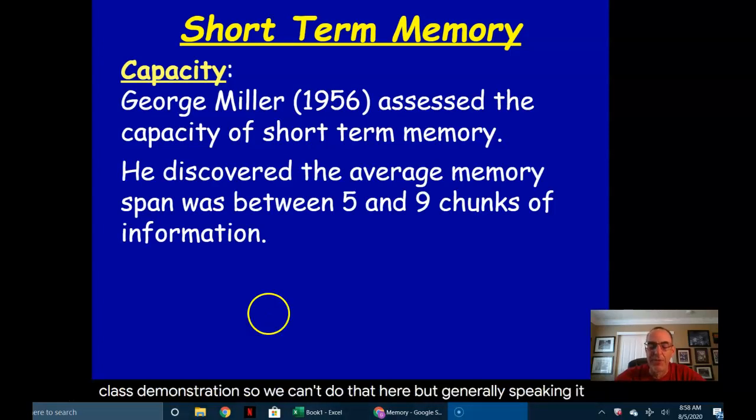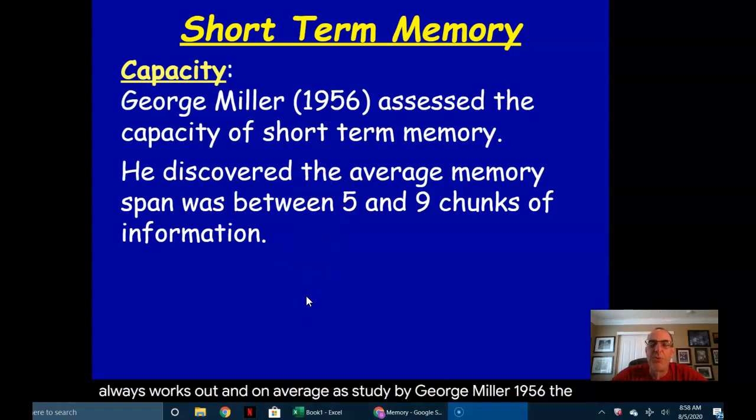And on average, as studied by George Miller in 1956, the average memory span is between 5 and 9 chunks of information. Now, sometimes you'll hear 7 plus or minus 2 pieces of information, but it's actually chunks, because we could actually increase our memory span by chunking information. For example, when you remember a phone number, there's actually 11 digits in a phone number. But we don't remember 11 pieces of information. We remember like 4 chunks of information.